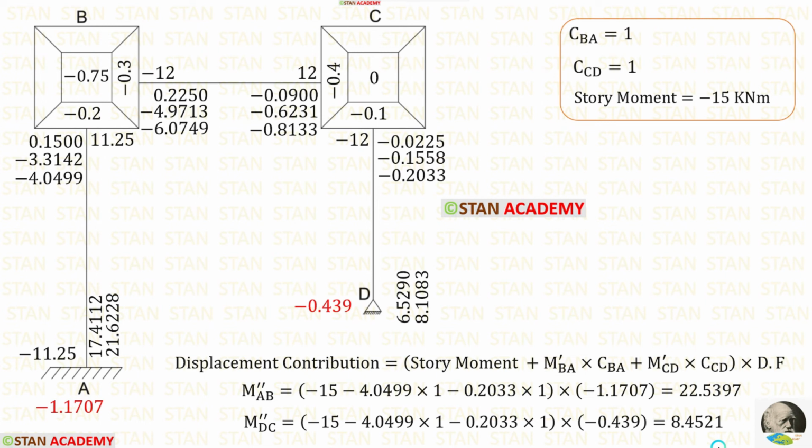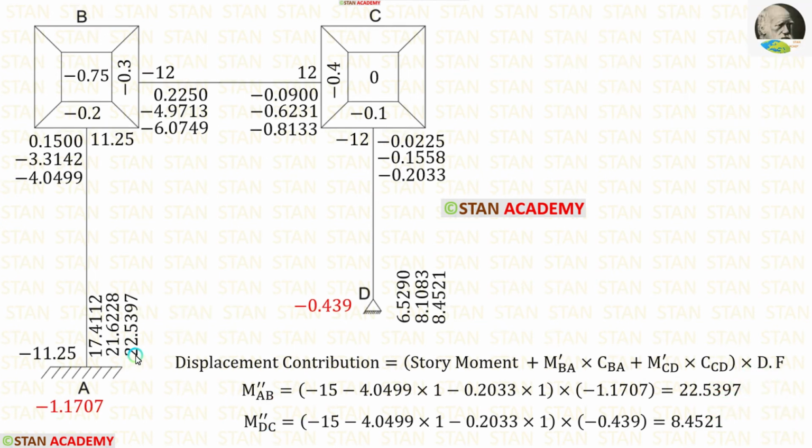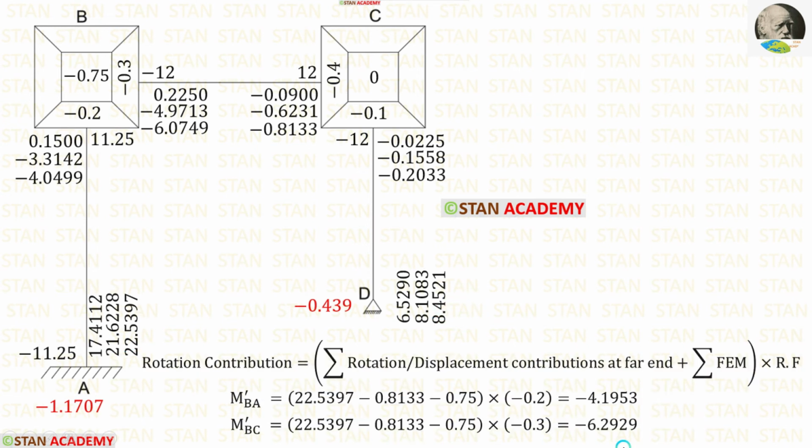Now let us find the displacement contributions. Let us apply the value of m dash BA and let us apply the value of m dash CD. Then let us apply the displacement factors. After the calculation, we are getting m double dash AB and m double dash DC. Let us apply the values of m double dash AB and m double dash DC. Now we have finished the third iteration.